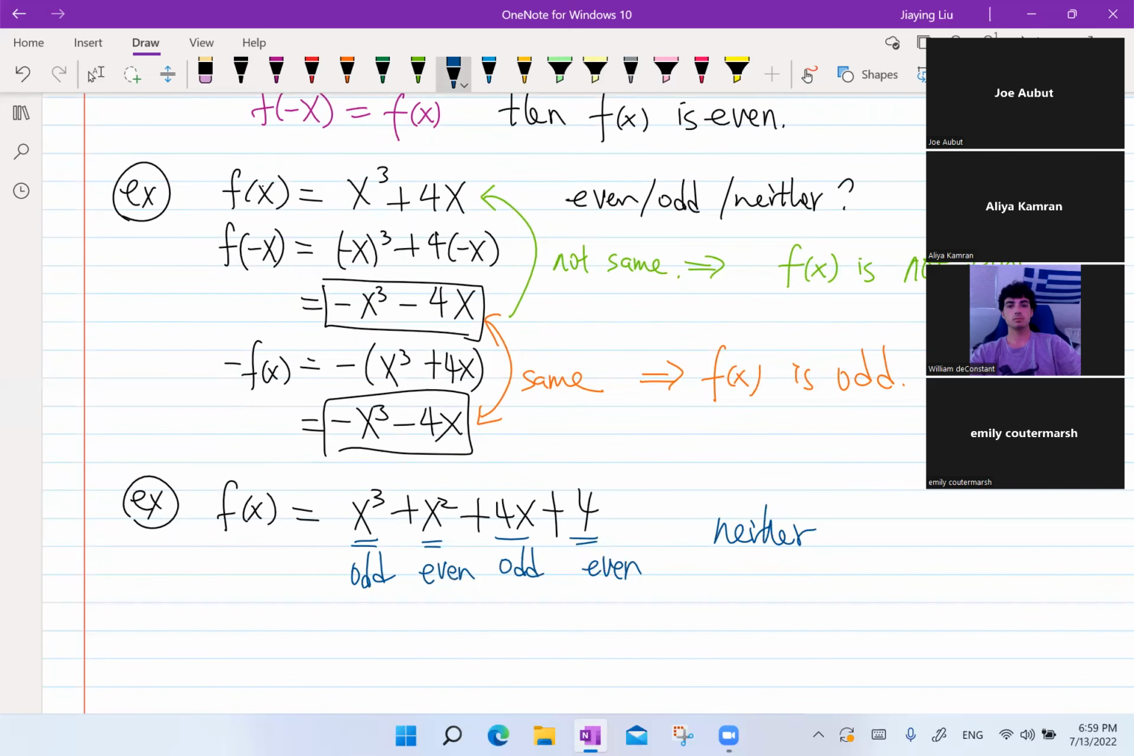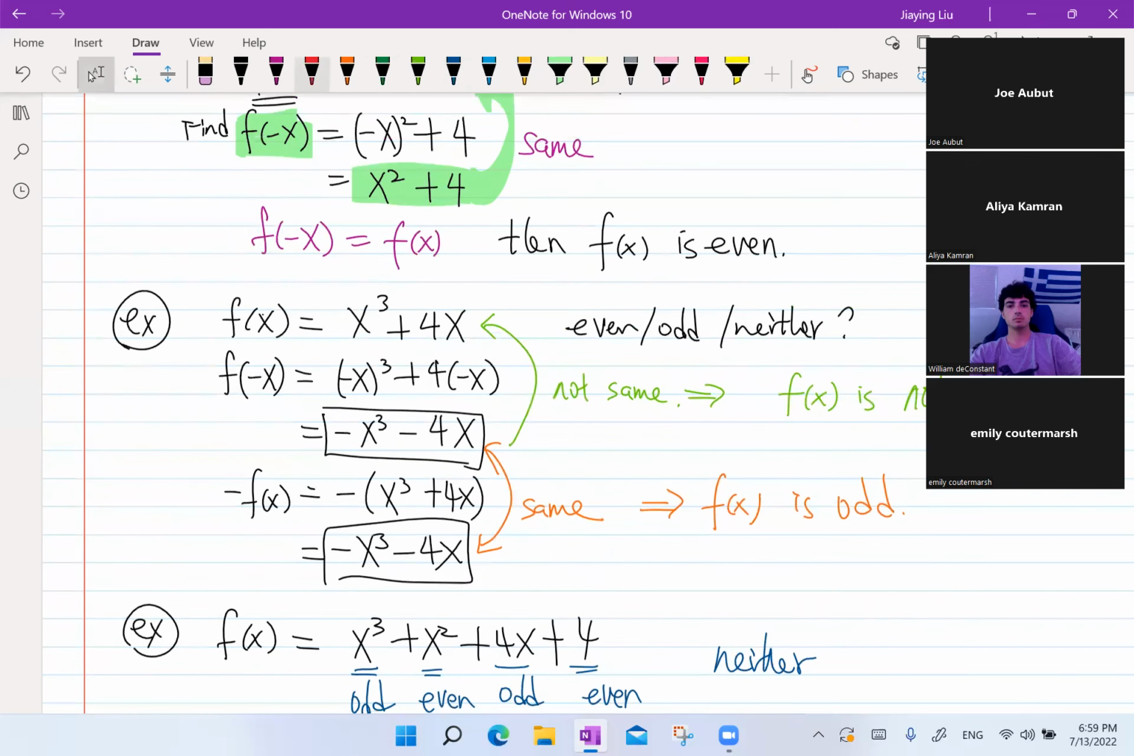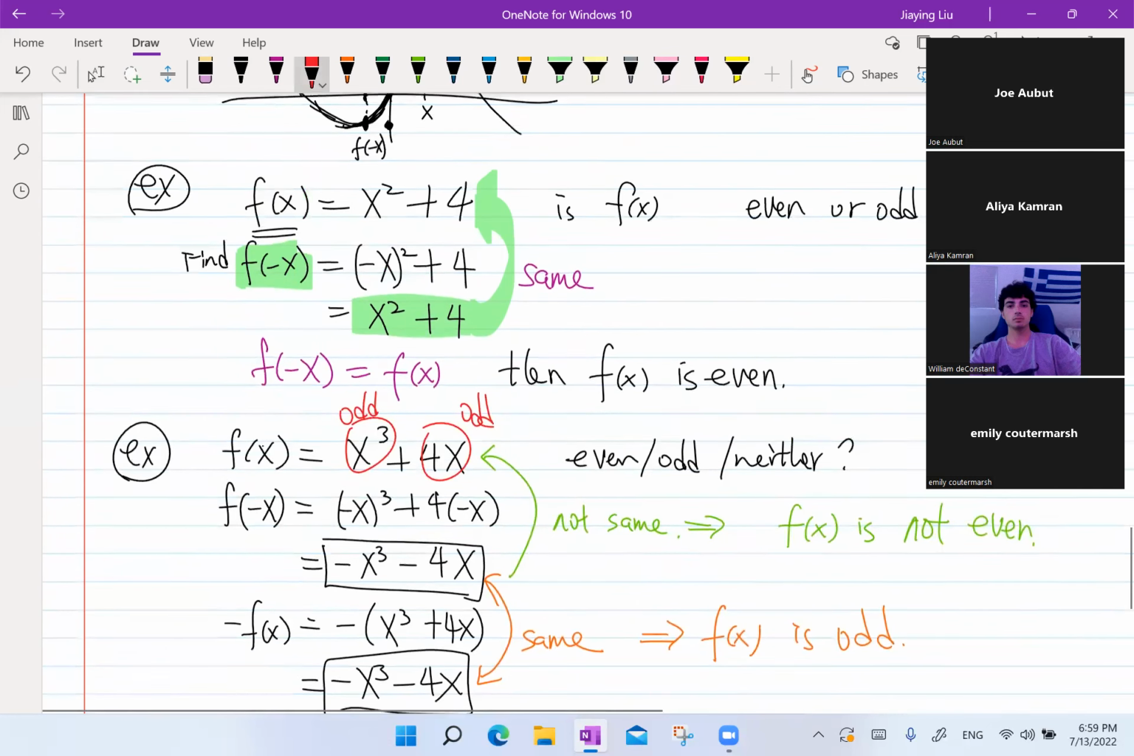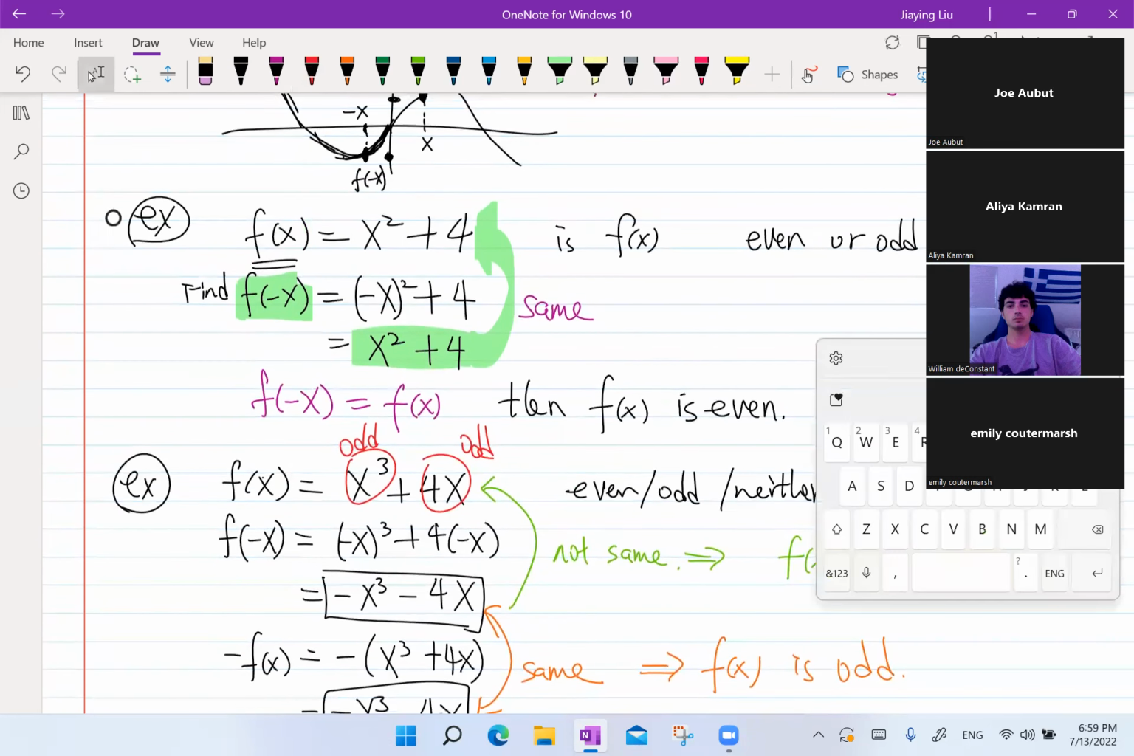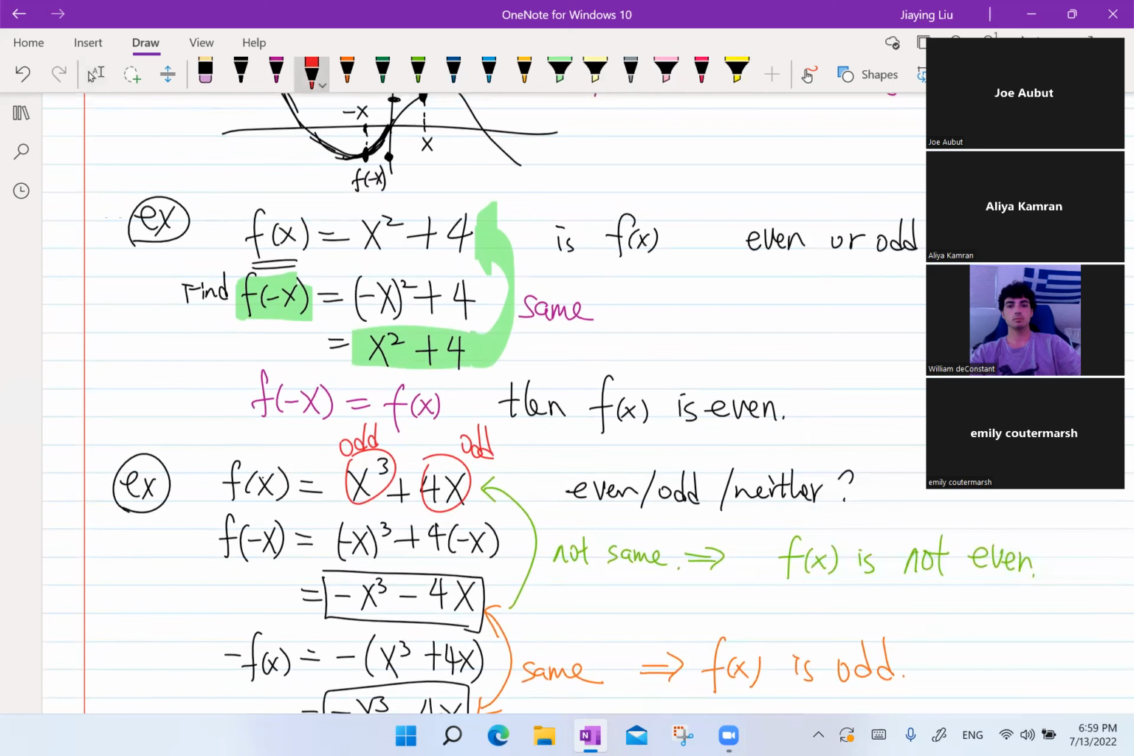But with the previous example, x cubed is odd, 4x is also an odd function. So if you take an odd function plus another odd function, you get an odd function. The first example I gave you, x squared is even. 4 is also even because that's like 4 times x to the 0. So that's an even. So if you have two even functions, you add them together, you still end up with an even function.